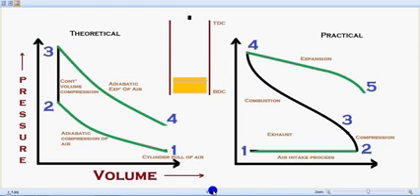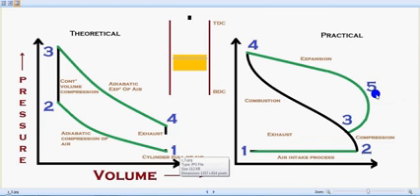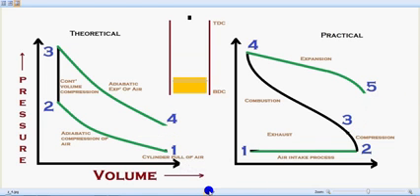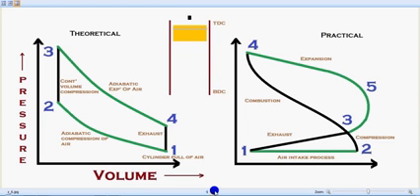Now the last and final stroke, which is the exhaust stroke. The piston moves from bottom dead center towards the top dead center for the exhaust stroke to happen. So from 4 to 1 the exhaust is progressing. You can see in the practical concept from 5 towards 1 the exhaust is progressing, and exhaust ends from 4 to 1 in the theoretical concept and from 5 towards 1 in the practical concept. You can see the piston movement.